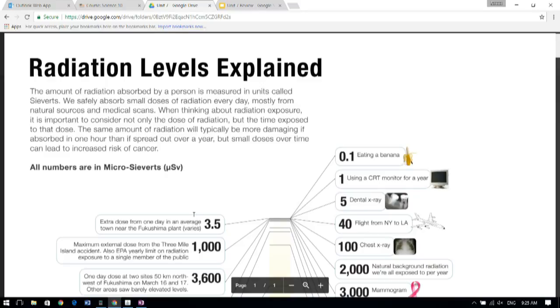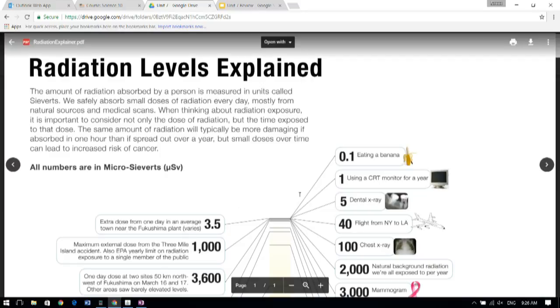If you were living near Fukushima, which is where the reactor melted down, you'd get up to about 3.5, and that's for a day. The Three Mile Island nuclear meltdown would give you about 1,000. And those were for people who lived near the meltdown. So that was 1,000. Keep that 1,000 number in mind because we're going to compare the Three Mile Island nuclear meltdown to the one in Chernobyl. So the one, Three Mile Island, was about 1,000.